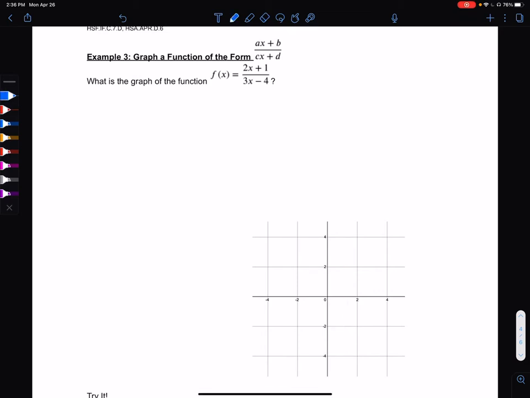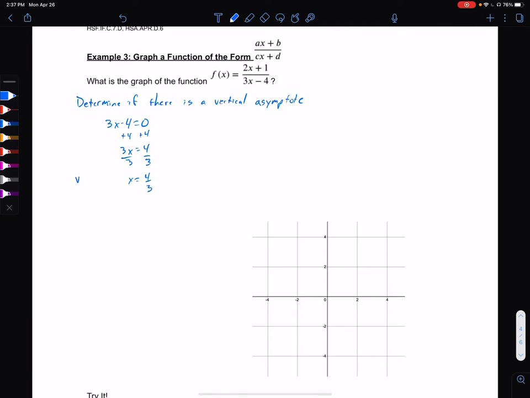All right, so the first thing we want to do is determine if there's a vertical asymptote. Remember, to do that, we need to find out when the function is undefined. So we take the denominator and figure out when it is equal to 0. We set 3x minus 4 equals 0 and solve for x. We'll add 4 and then divide by 3.